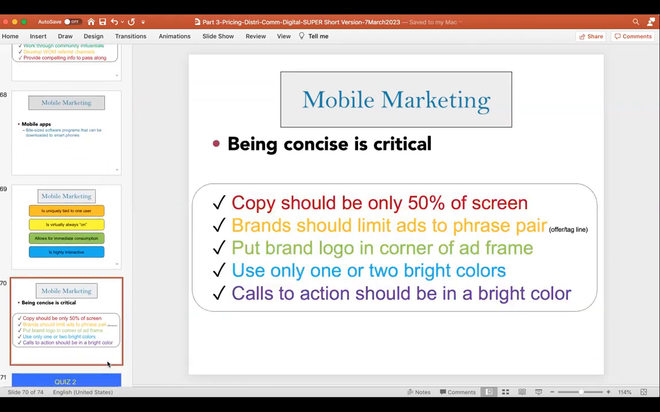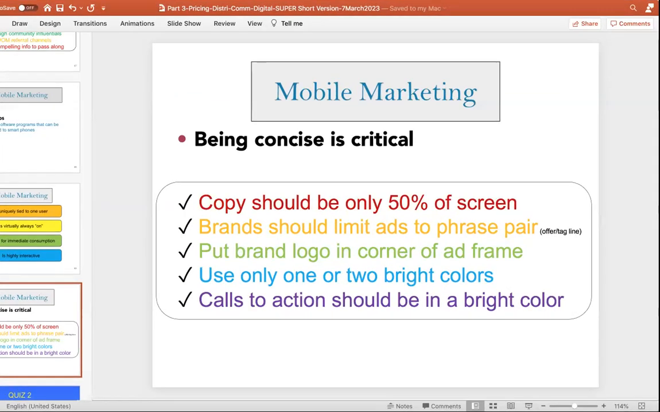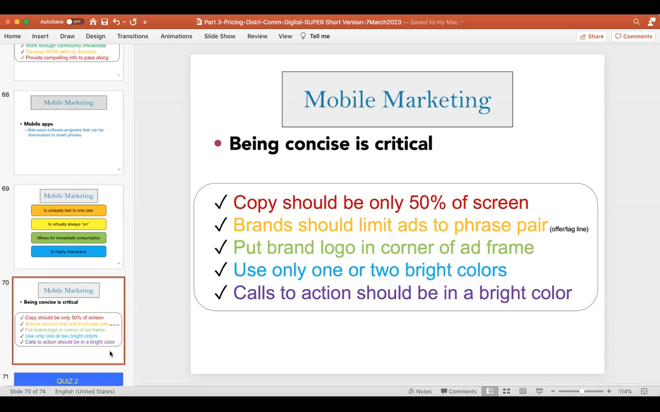How does mobile marketing work best? The words should take no more than 50% of the screen, so it should be mostly 50% pictures or more. The brand should have a very short tagline, which gets attention. There should be a few bright colors, because if there are too many bright colors, people don't get the attention on these. And there should be some call to action, so that way people actually go into buying something or learning more about the product.